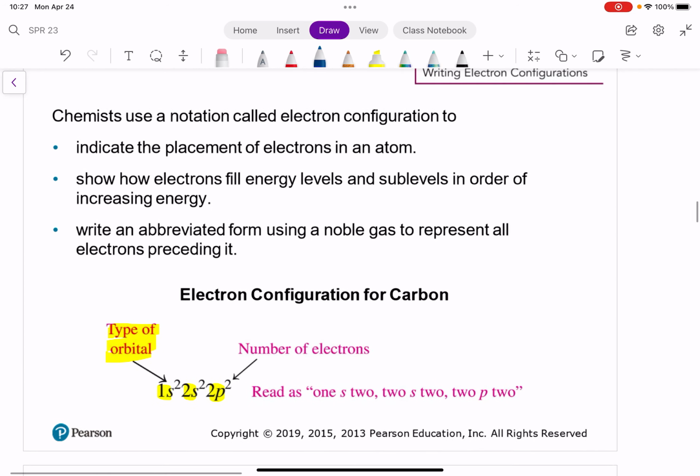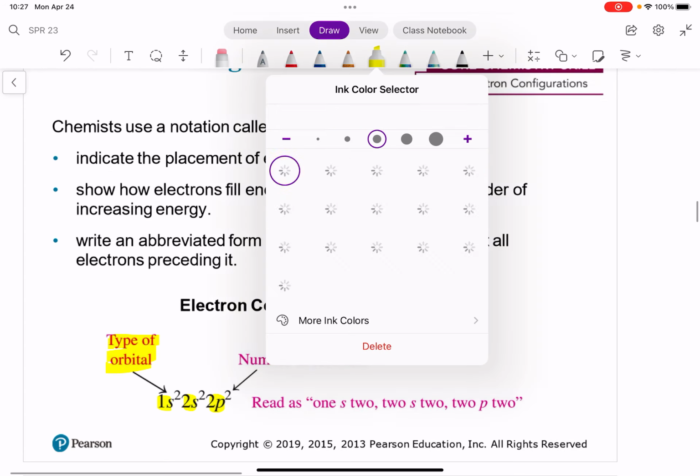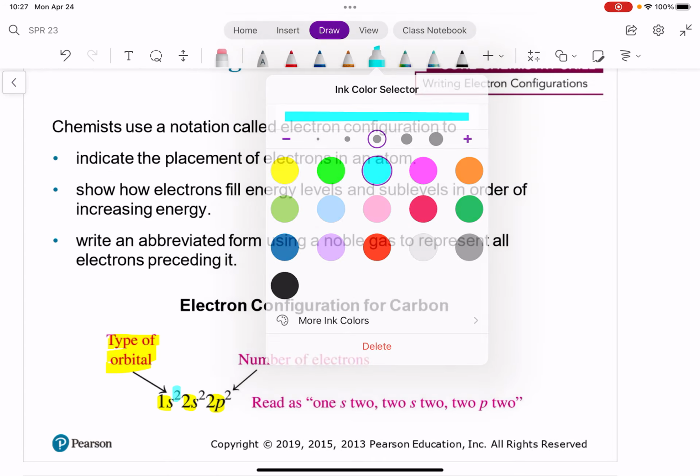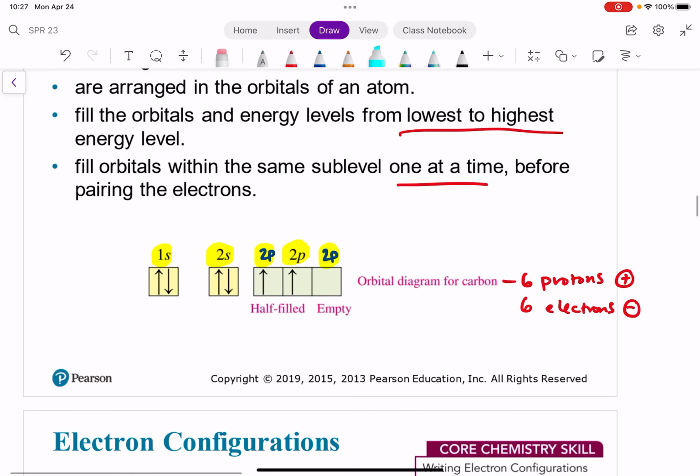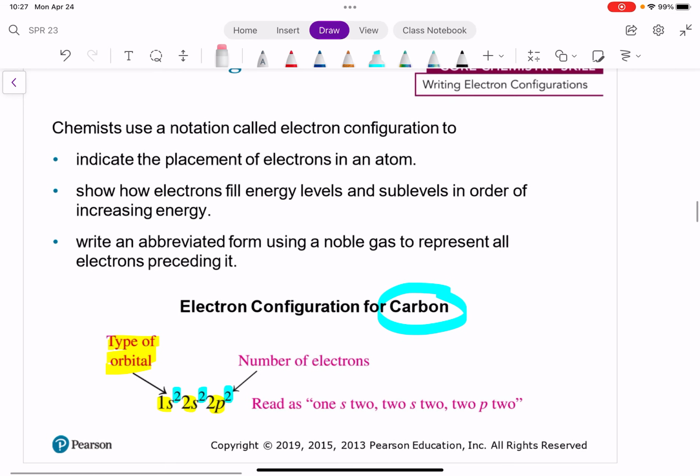Okay, so those are your orbitals, and then the number above is the number of electrons in that orbital. Again, this is carbon, so just like the one above, carbon has 6 electrons to use, and this is how they're going to fill those orbitals. You could write the same information in a different way. You could say, okay, I have 6 electrons total, and they're going to fill in 1s first, and then 2s, and then 2p.